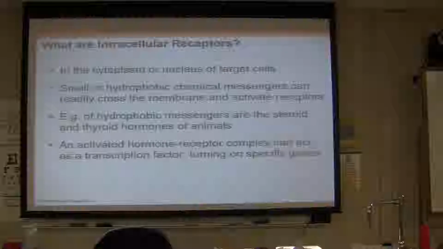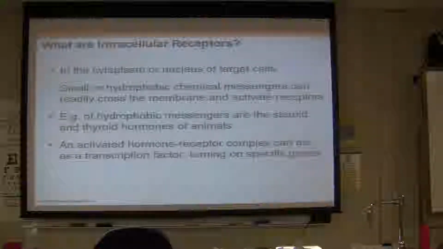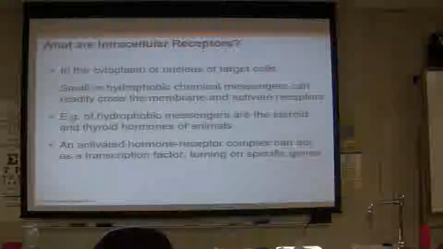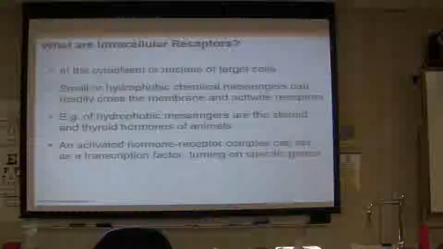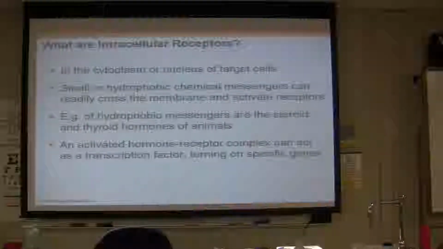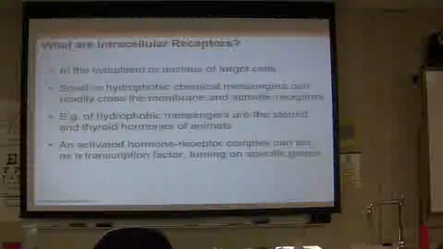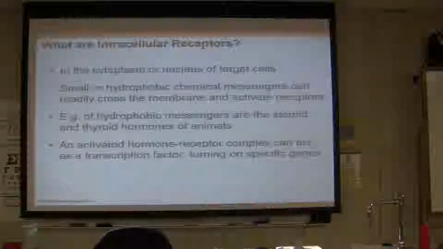What is this model, do you guys think? It's a nice twisted ladder. It's a model of DNA. So what does that mean? That DNA is found inside of the nucleus, right? This is found inside of the nucleus, and a portion of this, let's say from here to here, is a gene, and that gene gets turned on.